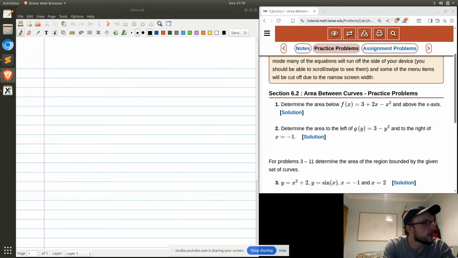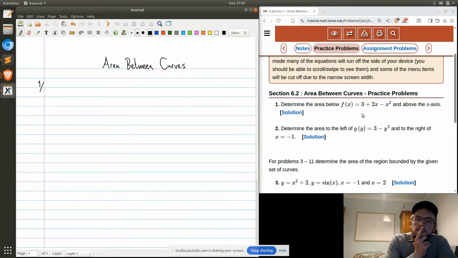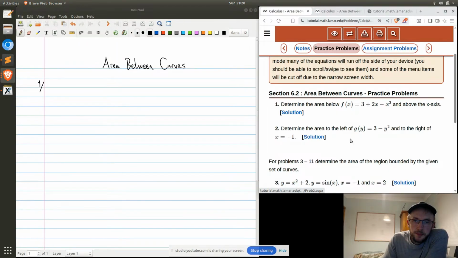Area between curves. There. And continue. Oh, look at that. ABC. Area between curves. Okay. All right. So let's just do problems 1 and 2.